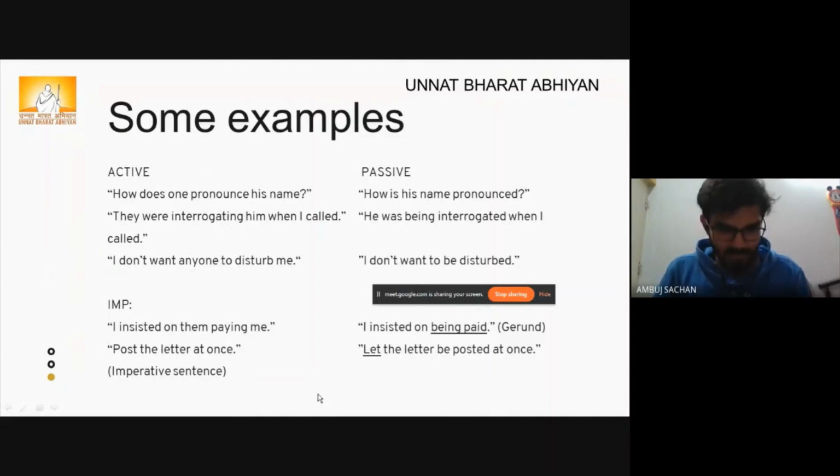The second sentence: post the letter at once. Let the letter be posted at once. This is an imperative sentence. Another example of an imperative sentence would be shut the door. This is an active sentence. How do you convert it to passive? Let the door be shut. So for imperative sentences, always take a hint in the back of your mind that it begins with let. Let the door be shut, or let the letter be posted at once, and so on.